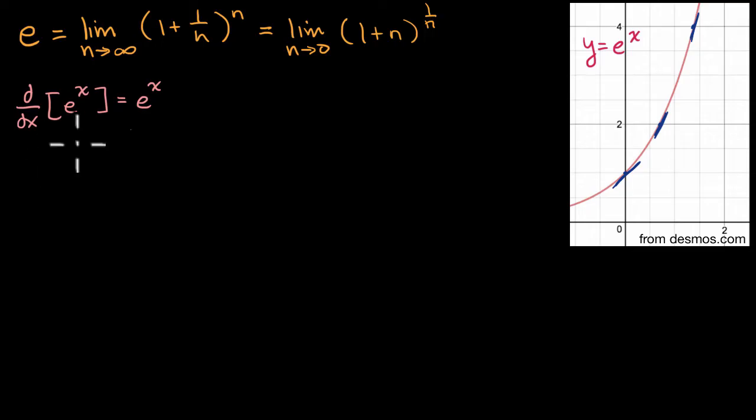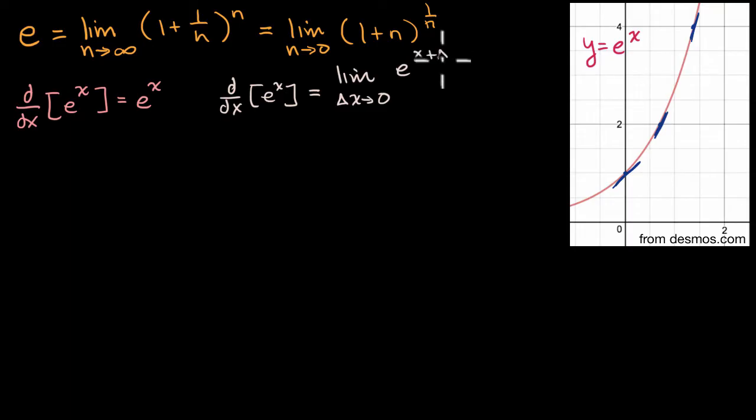So let's just use our definition of a derivative. The derivative with respect to x of e to the x would be the limit as delta x approaches 0 of e to the x plus delta x minus e to the x, all of that over delta x. Now let's do some algebraic manipulation here to see if we can make some sense of it. So this is going to be equal to the limit as delta x approaches 0 of, let's see, well, I won't skip any steps here.